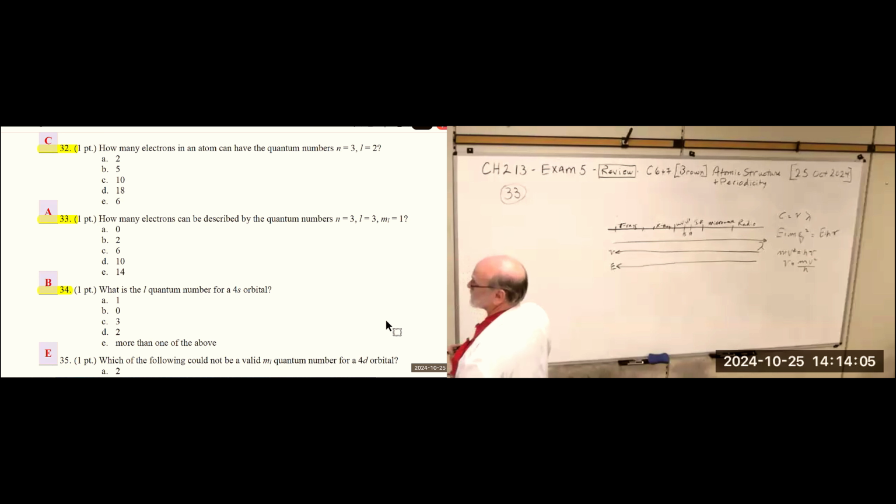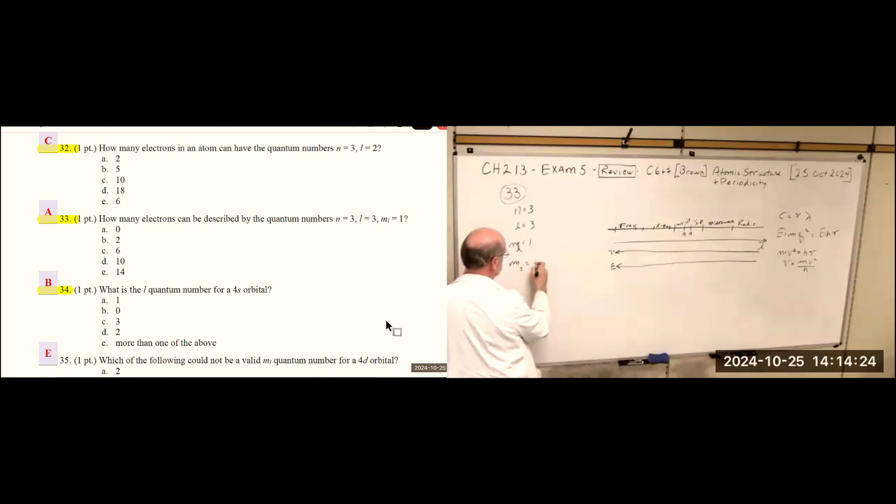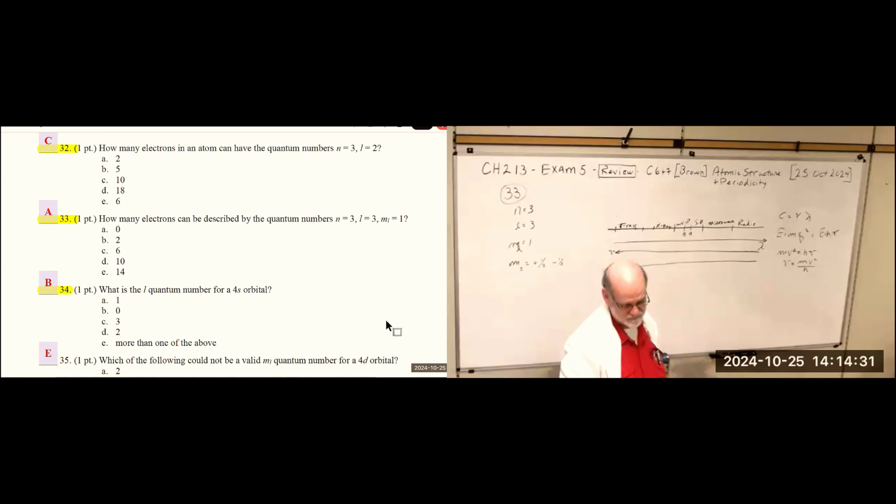How many electrons can be described by the quantum numbers n equals 3, L equals 3, M sub L equals 1? We only need to focus on this one. If M sub L is 1, then the only thing you have left is M sub S, and that's just 2. So 2 electrons.